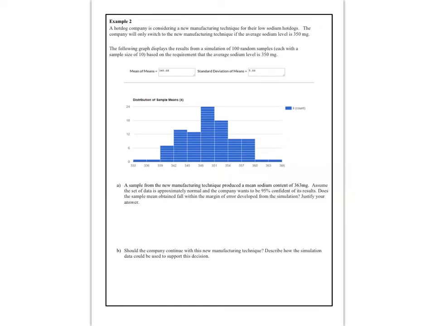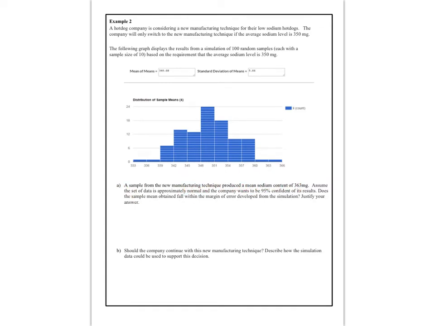All right, so we have a hot dog company considering a new manufacturing technique for their low-sodium hot dogs. The company will only switch if the average sodium is less than 350. The following graph displays the results from 100 random samples, each with sample size 10, based on the requirement that the average sodium level is 350. So here we have our mean of means and our standard deviation. We have a nice normal looking curve. They're probably going to say it's approximately normal, and if they don't, the curve looks it, so we're good to go.